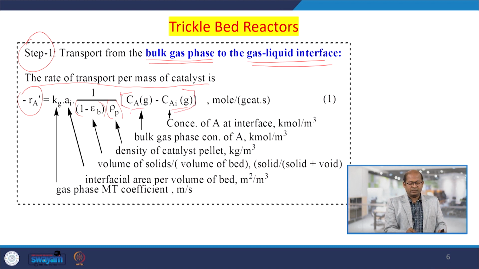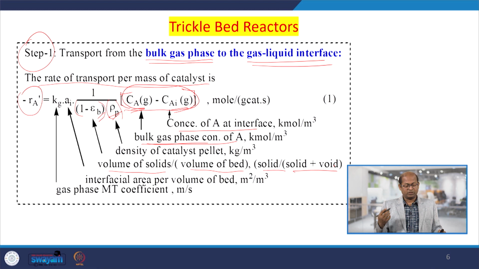C_AG is the gas phase concentration of component A, and C_AI is the interface concentration of component A. So, this is the difference, or driving force, between the bulk gas phase concentration and the interface concentration. Rho_p is the density of the particles, and epsilon_B is the void volume fraction, that is, the solid volume to the total bed volume. And a_i is the interfacial area per volume of the bed.